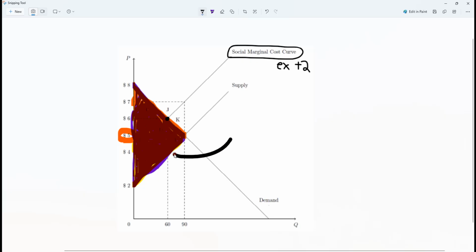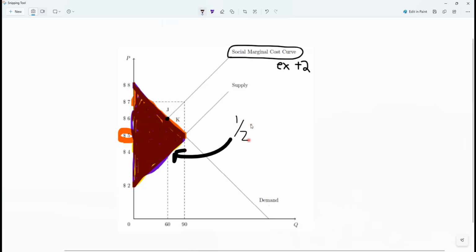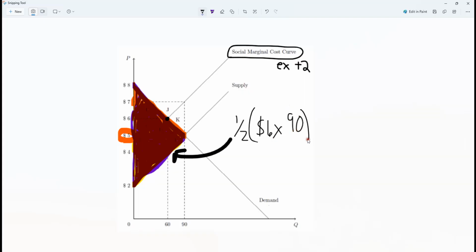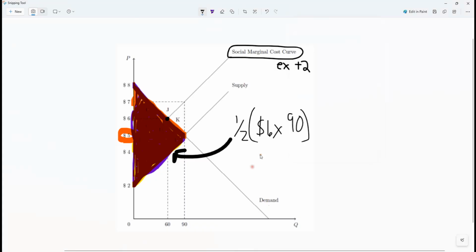Okay, and so it's going to be just this big triangle, and it's going to be 1/2 times 6, from $2 to $8, so that's $6, times the number of units, 0 to 90, so 90. 6 times 90, we know what that is, but we want to put it in the calculator anyway, is 270. So 270 would be the free market consumer and producer surplus.